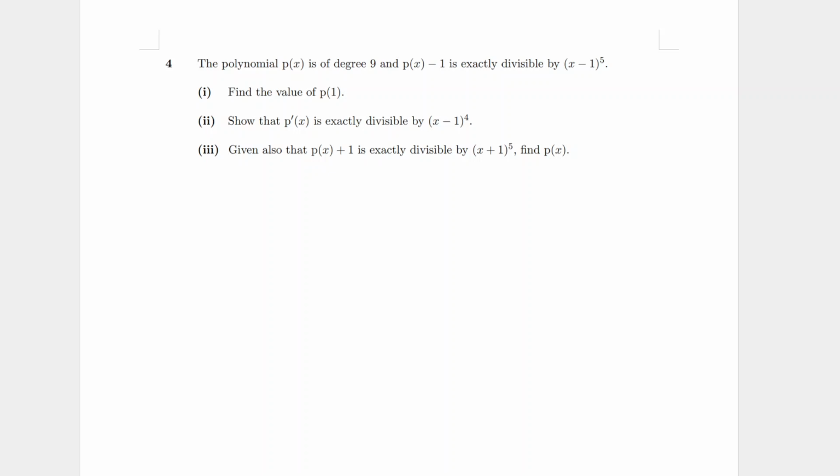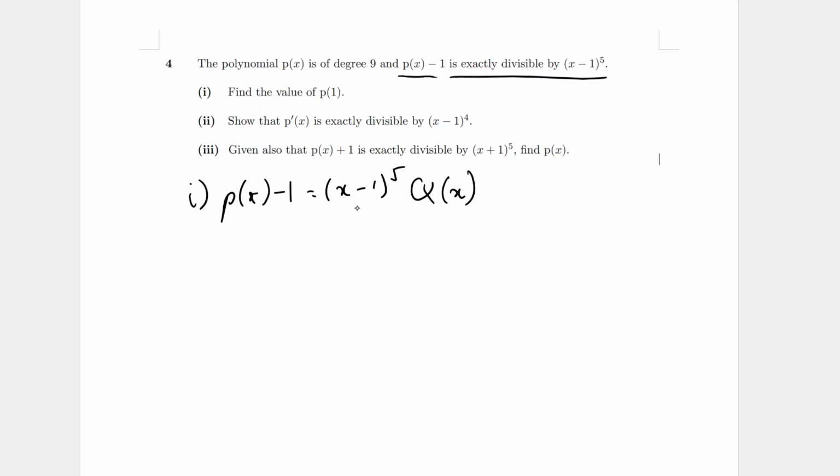Okay, well, if that is exactly divisible by (x minus 1)^5, what could we do? Well, we could write p(x) minus 1 equals... the minus 1 is outside the bracket, isn't it? So (x minus 1)^5 times some function, some quotient, I suppose. And let's chuck in 1. So if I chuck in 1, the right-hand side becomes 0. I don't really care what q(x) gives me. So p(1) minus 1 equals 0, so p(1) equals 1. Okay, gentle start to your question, right?